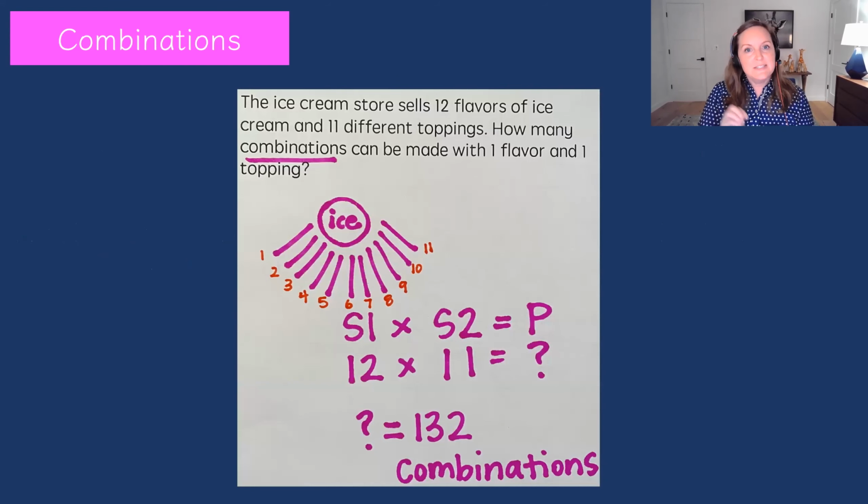Here is a worked combinations problem. First, you can see that I did a drawing. So I figured for each flavor of ice cream, there are 11 different toppings. Drawing these things out or even acting them out is going to be very helpful to students. Then I used the combinations equation, S1 times S2 equals P. Set 1 was the ice cream, or 12. I multiplied that by the 11 flavors, and then I solved for the unknown. Here the unknown was the product, and the product is 132. So we could make 132 combinations with 1 flavor of ice cream and 1 topping.